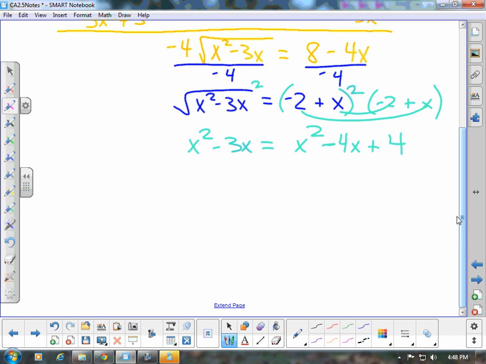So moving everything to the one side, if we subtract x squared, those are going to go away. And so then let's bring the 4x to the other side. And then we're going to get x equals 4.